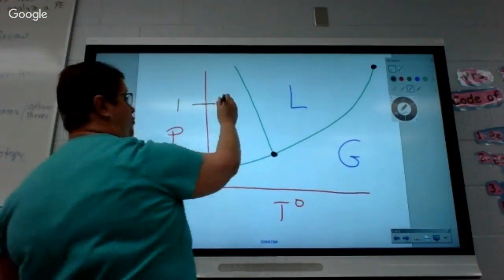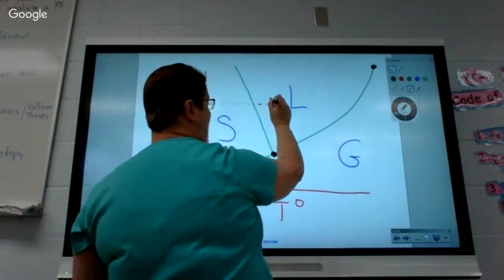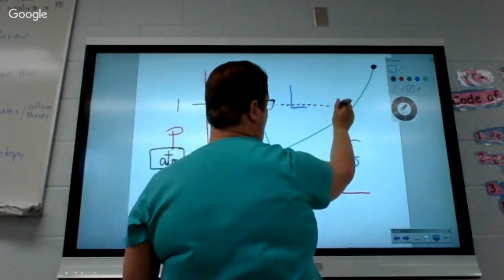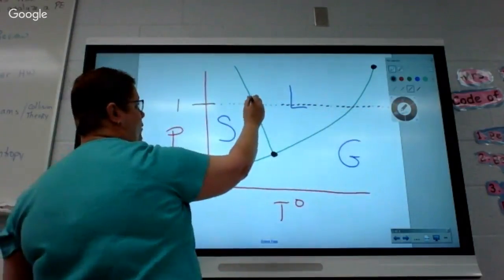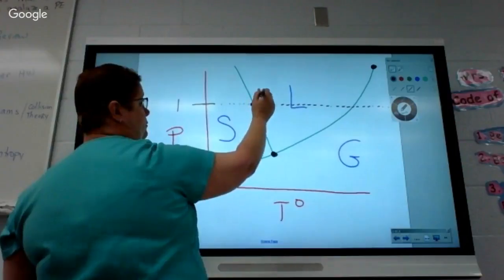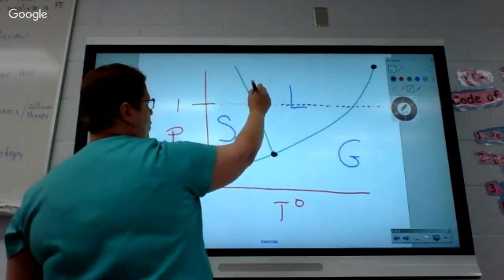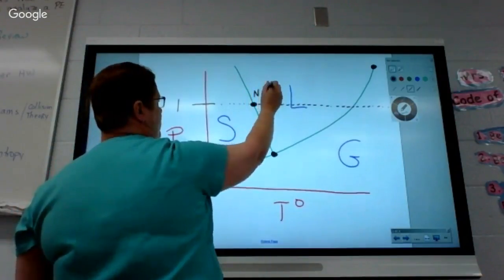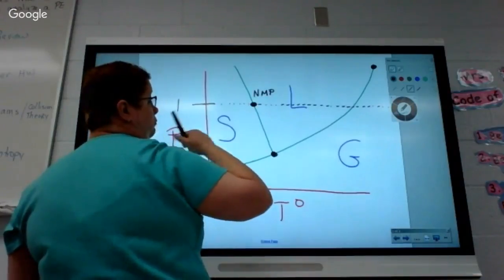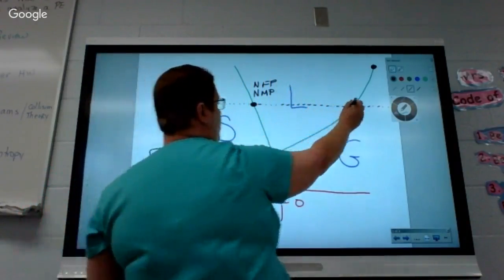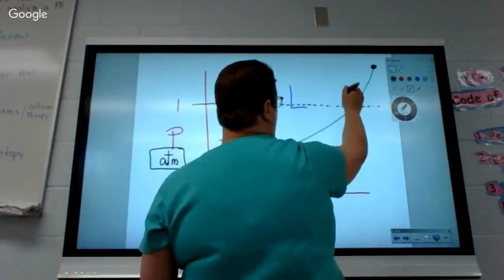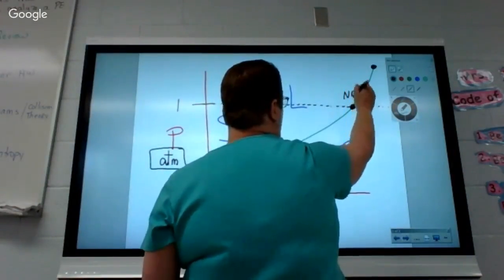So you're going to have to draw in a line. Some graphs may have it, but if it doesn't, you have to draw it in. All right, so Bryce said where it intersected the solid-liquid line, that would be the what point? The normal melting point. What's the same as the melting point? Normal freezing point. All right. And this will be the what point? Normal boiling point.